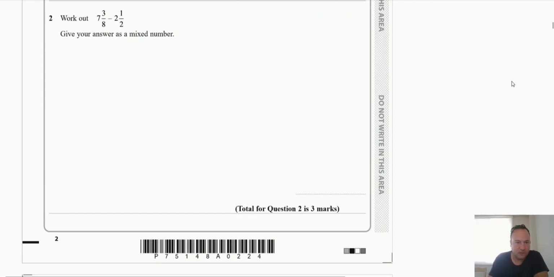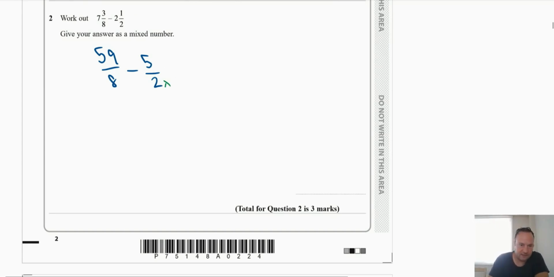Number 2. Work out 7 3/8 minus 2.5. Give your answer as a mixed number. So the first thing we need to do is convert these values into top-heavy fractions. So we've ended up with 59 over 8 minus 5 over 2. What we want to make sure that we do now is to have a common denominator.